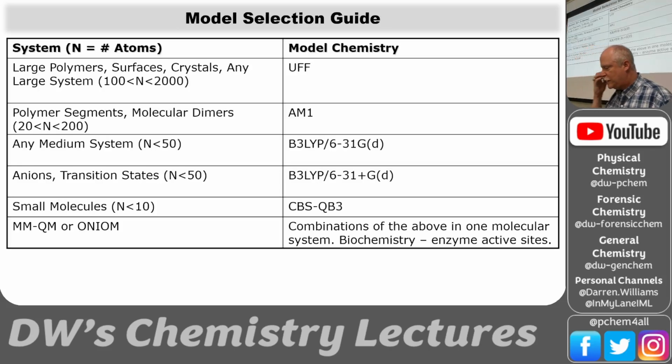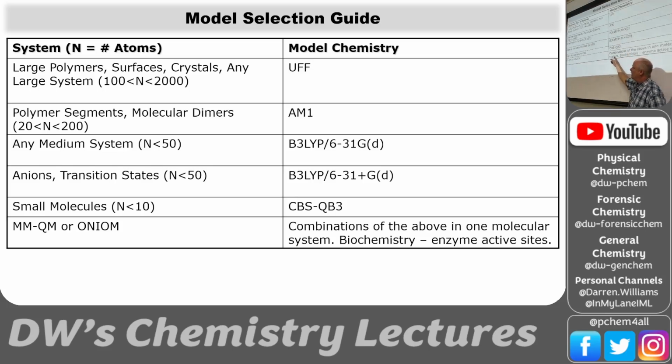So this is your selection guide. Again, polymers, all kinds of larger systems, UFF or AM1. Medium systems, you want to use B3LYP. Anions and transition states, you want to have this plus in here to give it diffuse functions.